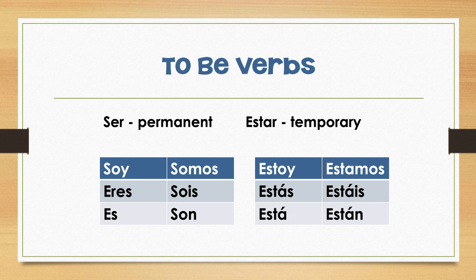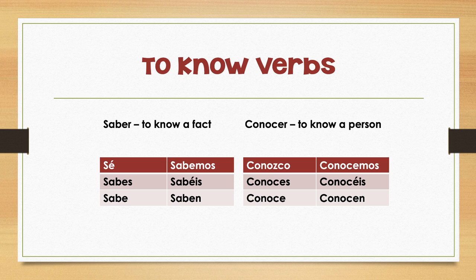I suspect you'll be reviewing ser versus estar in more depth later, but for now, ser is for permanent or long-lasting things, and estar is for temporary things like your feelings and emotions and locations. We also have two verbs that mean to know. Saber is to know a fact. The forms there are sé, sabes, sabe, sabemos, sabéis, and saben. And then conocer, to know a person, which is conozco, conoces, conoce, conocemos, conocéis, and conocen.